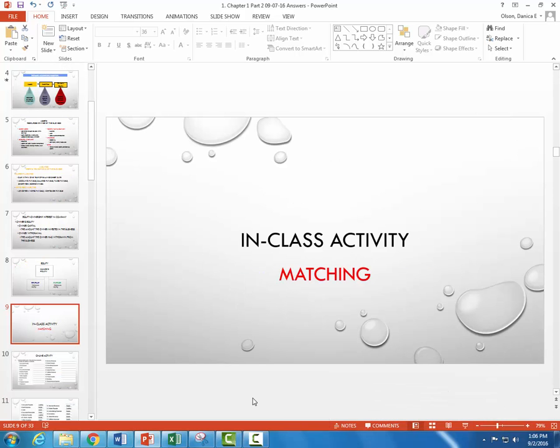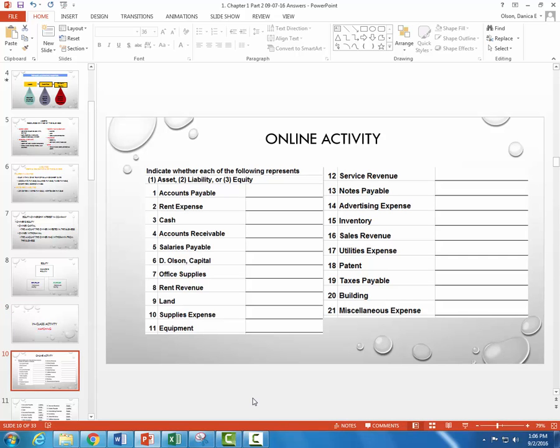Based on the slides we just went over, you will now need to complete the matching activity found in your online activities section. When we look at this online activity, we are going to look at 21 different accounts, and you need to determine whether or not each account is an asset, a liability, or equity.